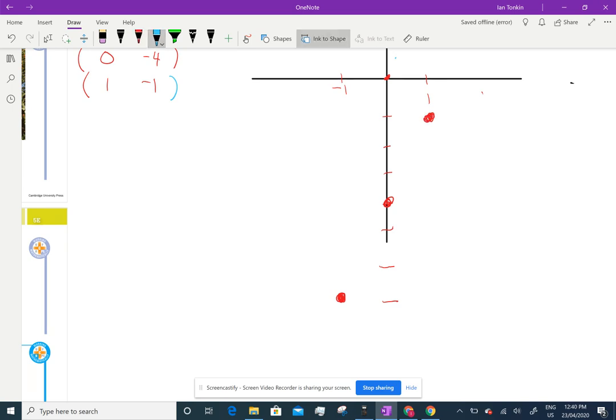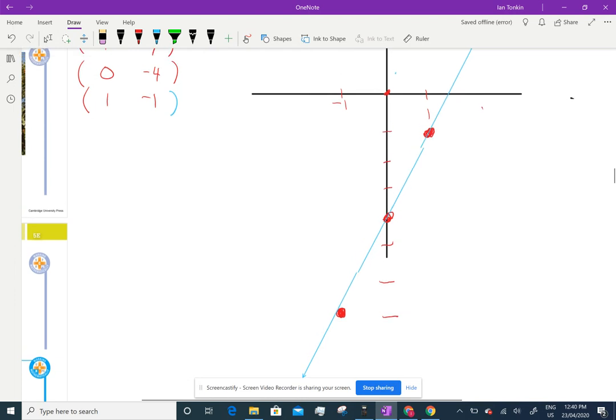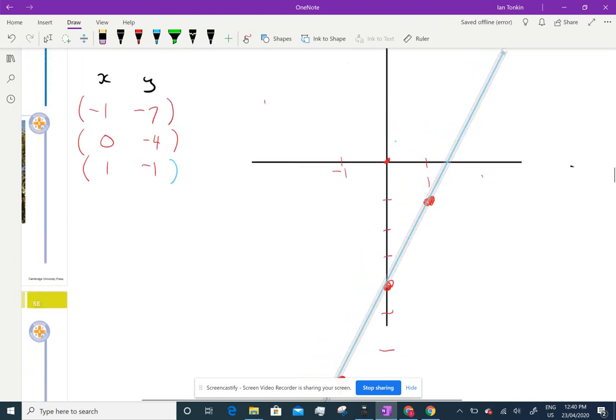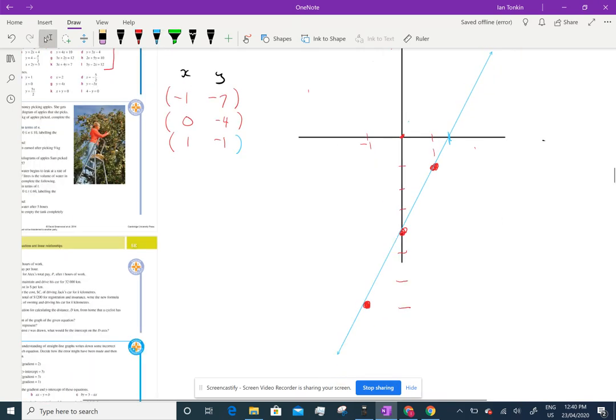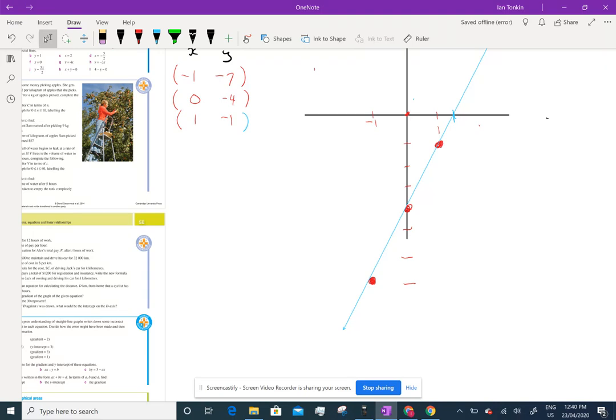So now I get a ruler, and I draw a straight line through those 3 points. And if I was very accurate, I'd get that point. I'd be able to read it off straight from the graph. And to me, it looks like 1.5, a little bit less than 1.5. If I'd use grid paper, I would be able to tell you exactly.